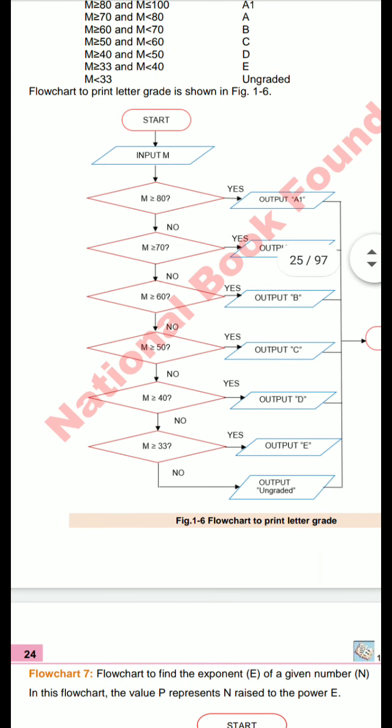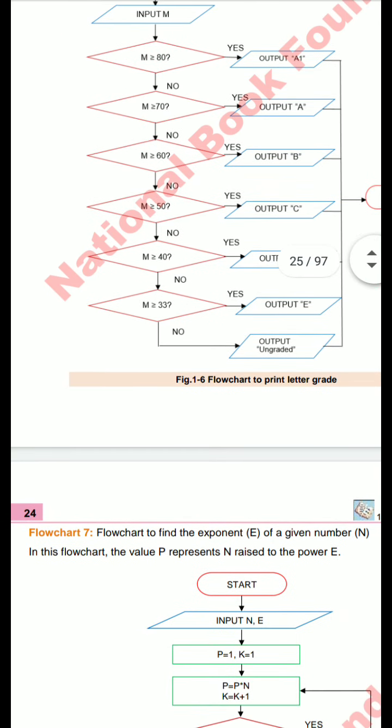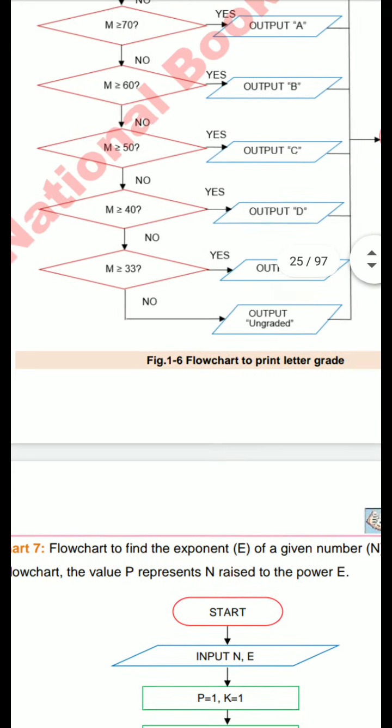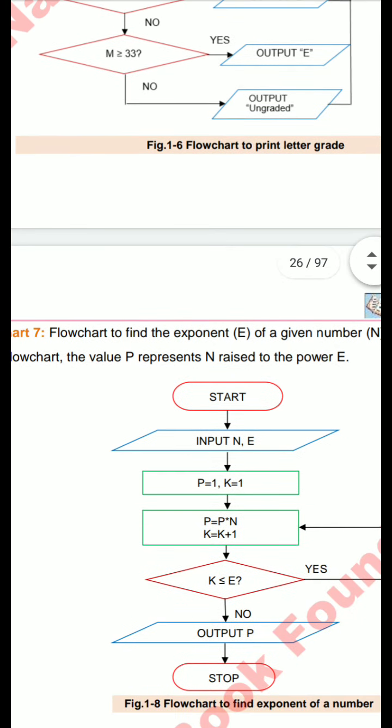If your marks are greater than or equal to 80, it means A1, and then greater than or equal to 70 means A, 60 B, 50 C, 40 D, and 33 E. Dear student, focus at this point please: if marks are less than 33, then the output is ungraded or failed.